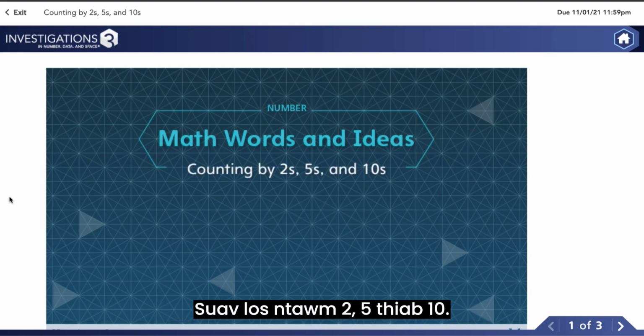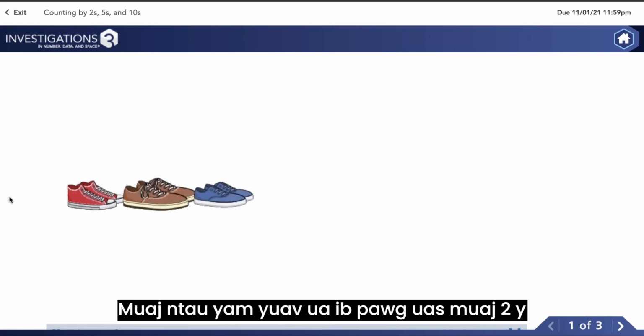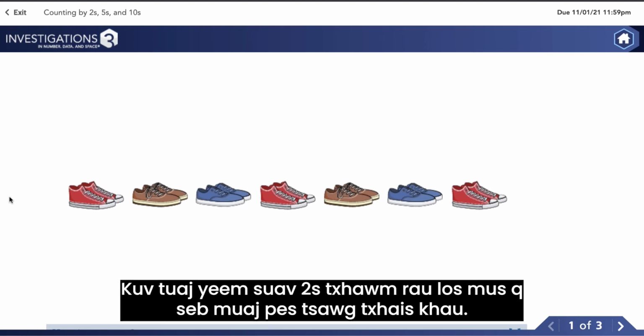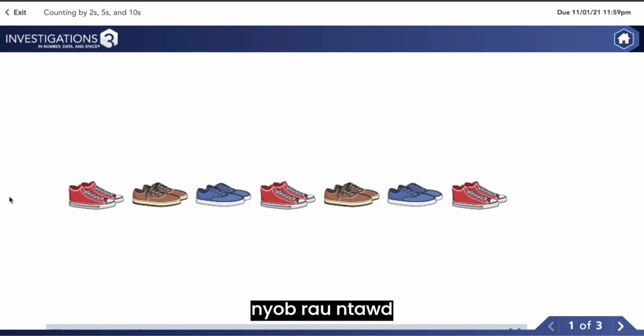Counting by 2s, 5s, and 10s. Many things come in groups of 2. For example, shoes come in groups of 2. I can count by 2s to figure out how many shoes. How many shoes are there?